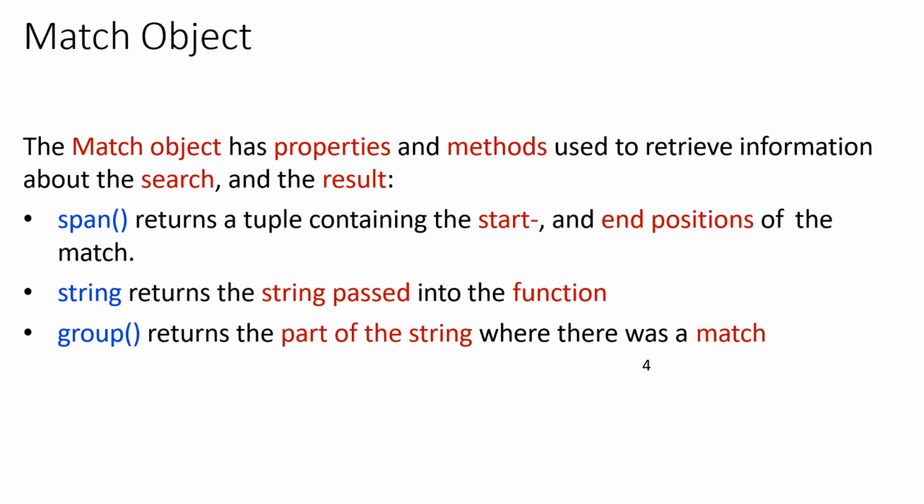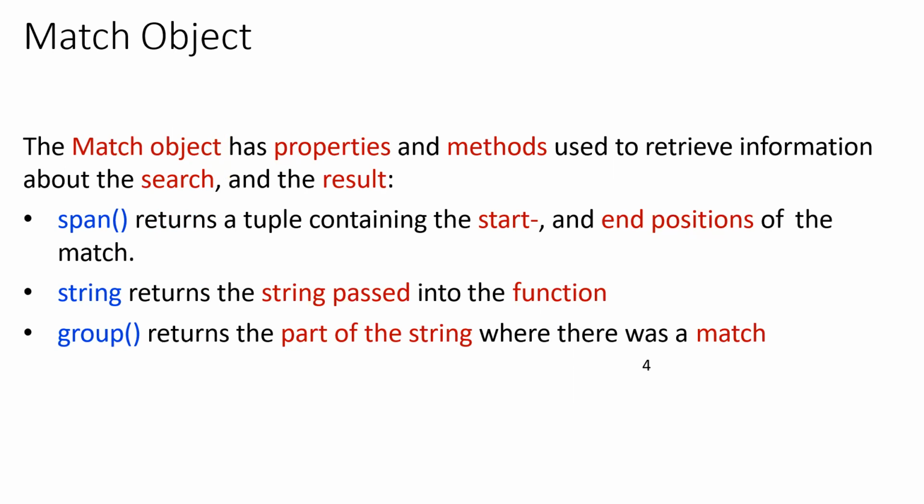The match object provides three functions. One is span, which returns a tuple containing the start and end positions of the match. String returns the string passed into the function. Group returns the part of the string where there was a match.